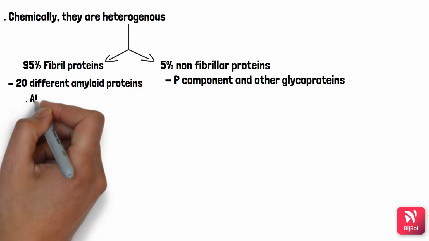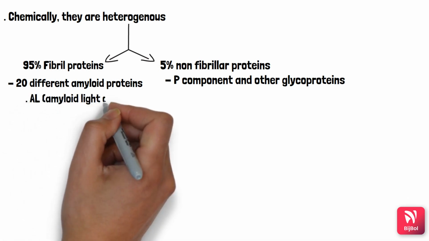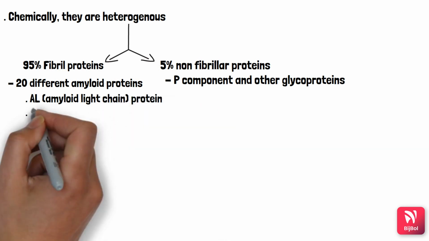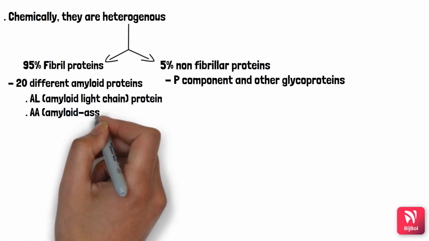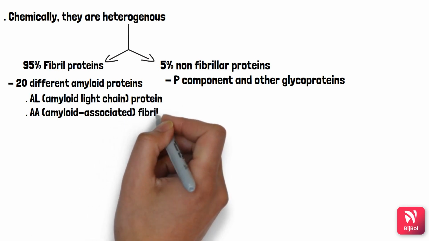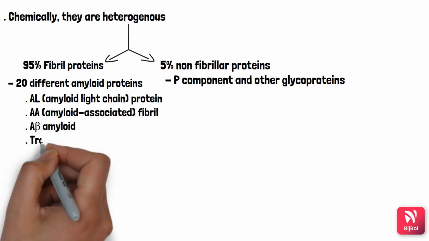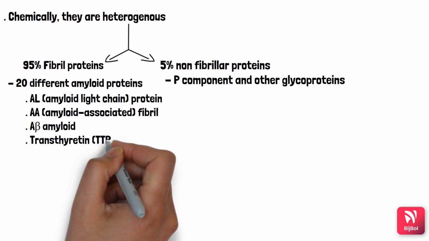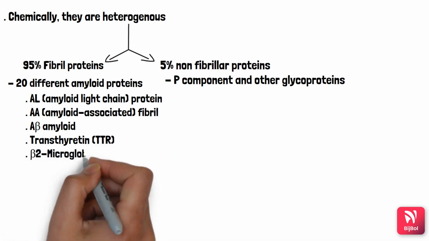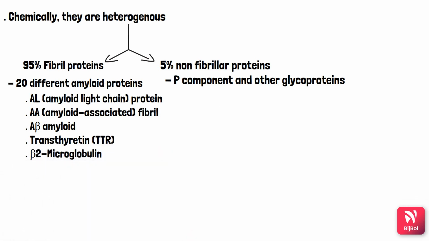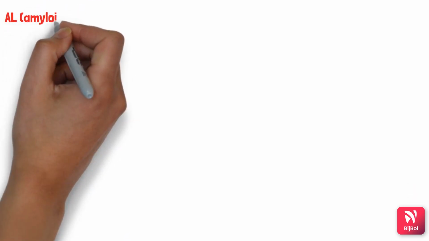So the first one is amyloid light chain protein, AL. Next is AA, amyloid associated fibril. Next is A beta amyloid, then transthyretin, TTR, then beta 2 microglobulin. So these are the various important fibril proteins of amyloid. Now let's discuss each of them. Okay, so the first one is AL protein, which is also amyloid light chain protein.